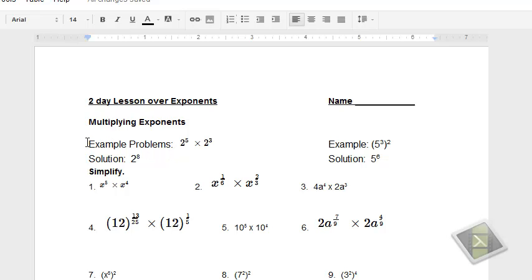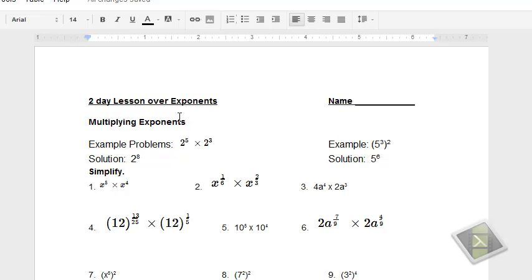Each one of these is going to have an example problem. It will tell you the solution. The point of this little lesson, I guess you could call it, is to explain how you get to the solution. Some of the stuff you may be able to fast forward if you remember it from yesterday or whatnot.